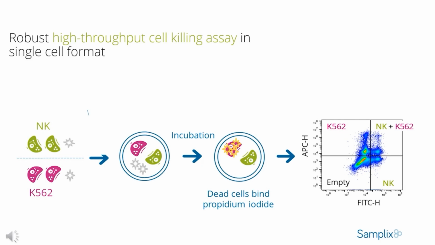4 different droplet populations were identified. A population containing only empty droplets. Next to it, in the high green signal, we can identify the population with only NK cells. In the high red signal, we can locate droplets containing only target cells. And in the high green and high red, we can identify droplets containing both cell types.